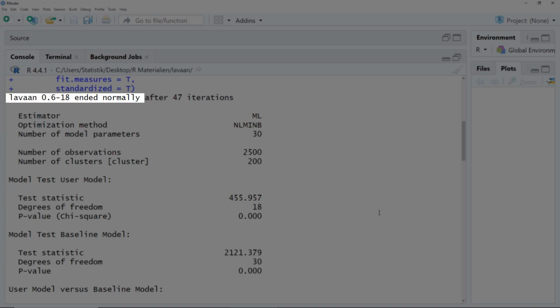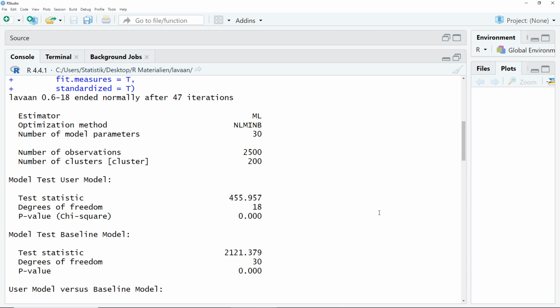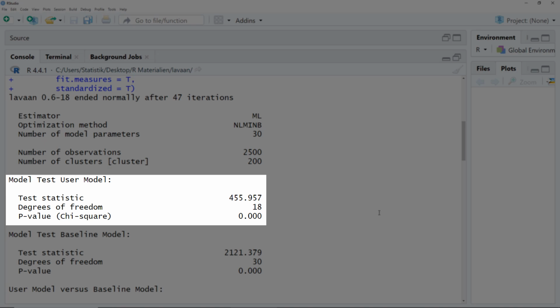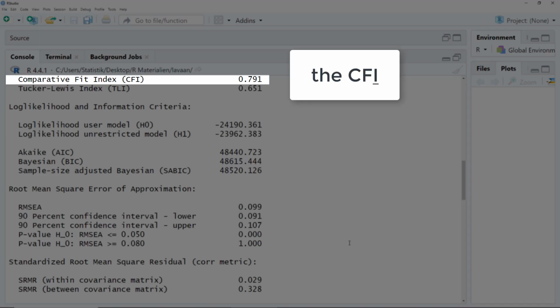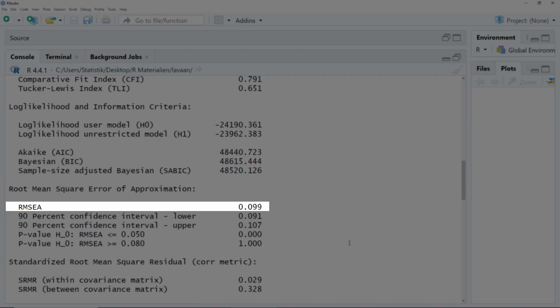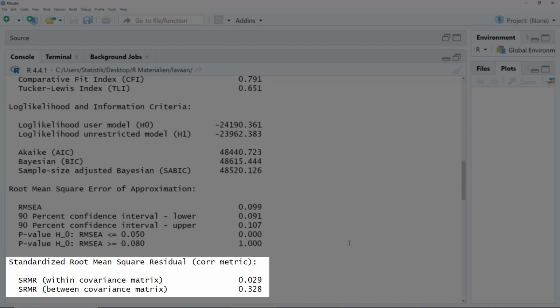And normally that's good. As always, we first look at the model fit before we try to interpret the results. The model test is highly significant. The CFI is extremely bad. It should be higher than 0.95. The RMSEA is bad, but the most interesting part when it comes to the model test is the SRMR, because here we get two values.